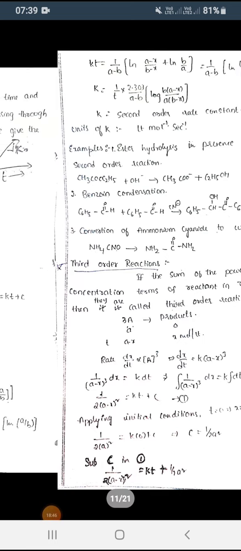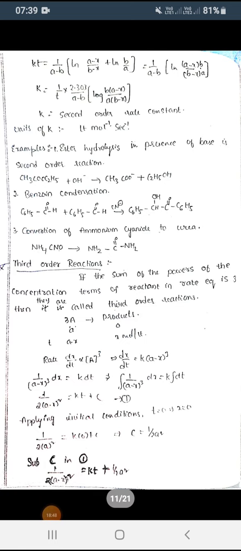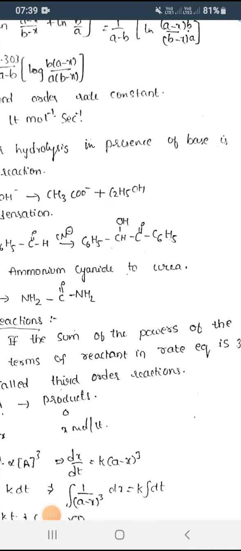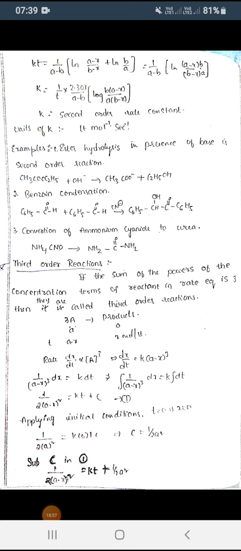So this is the value we are getting: log a plus log b is nothing but log a into b. After writing this, we get 2.303 by (a minus b) log of b into (a minus x) by a into (b minus x). This is about the second order reaction.